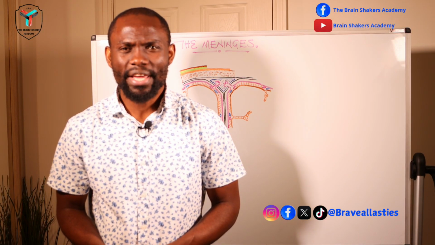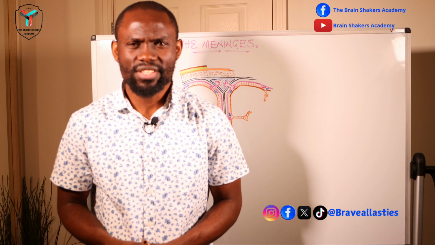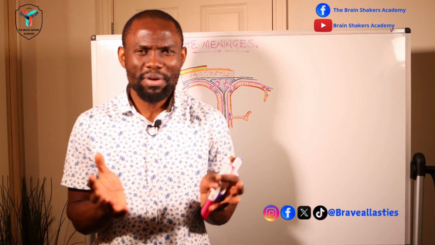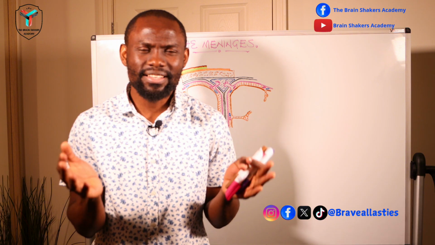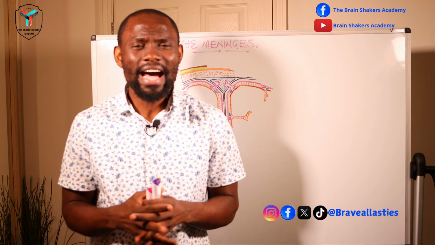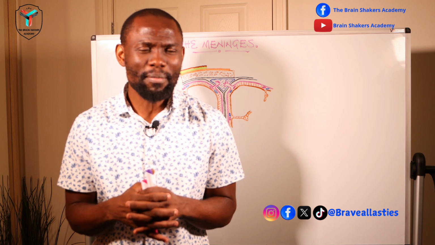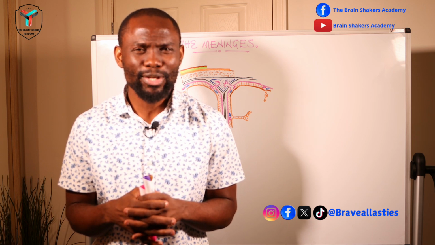In today's session, we are looking at the meninges. Now, what are meninges? Meninges are basically envelopes or membranes that line and cover or envelope the brain and the spinal cord. Now, there are three main important meninges that we're going to definitely be looking at.